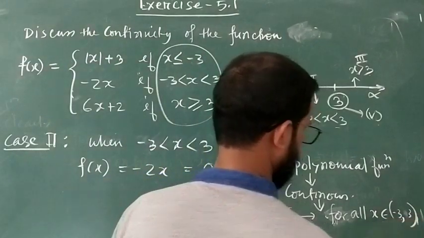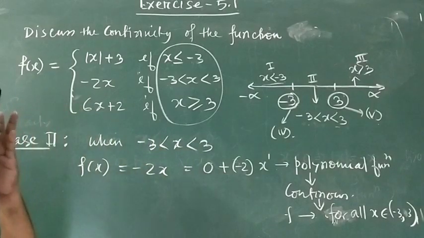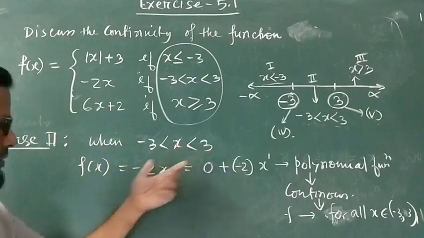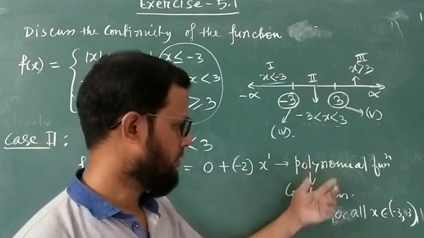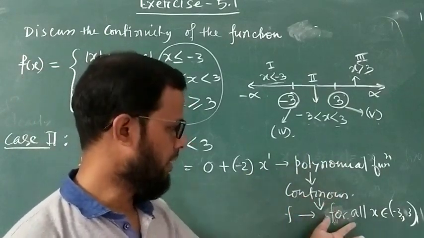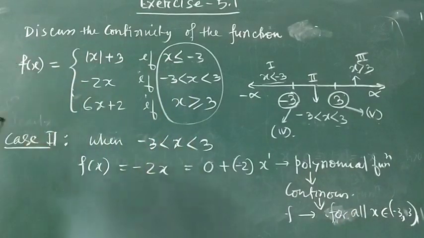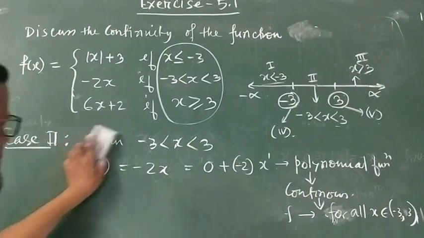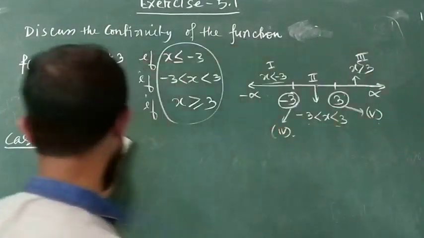This is an open interval. Understood? So what do we get for minus 3 less than x less than 3? f(x) is equal to minus 2x, which is a polynomial function and is continuous for all x within this particular interval. This is case number 2. General cases are easy.